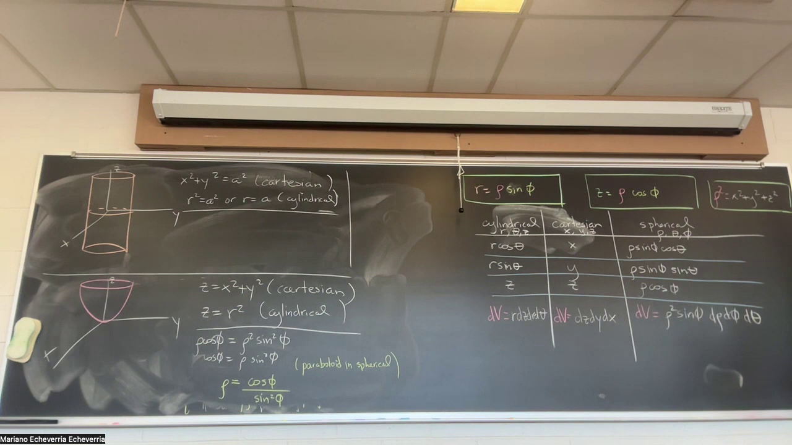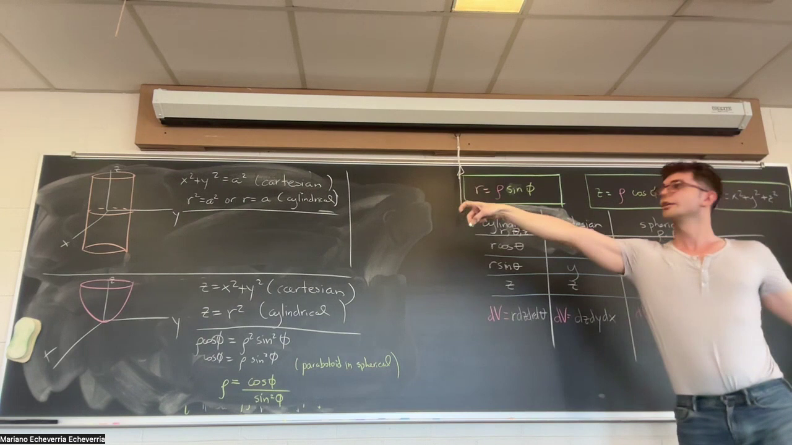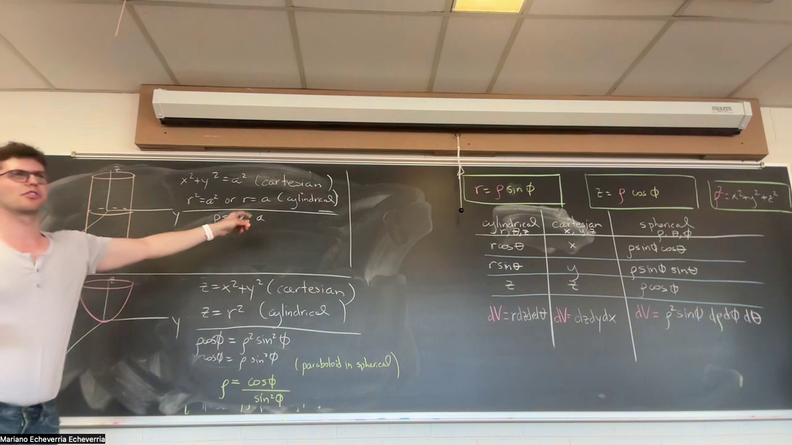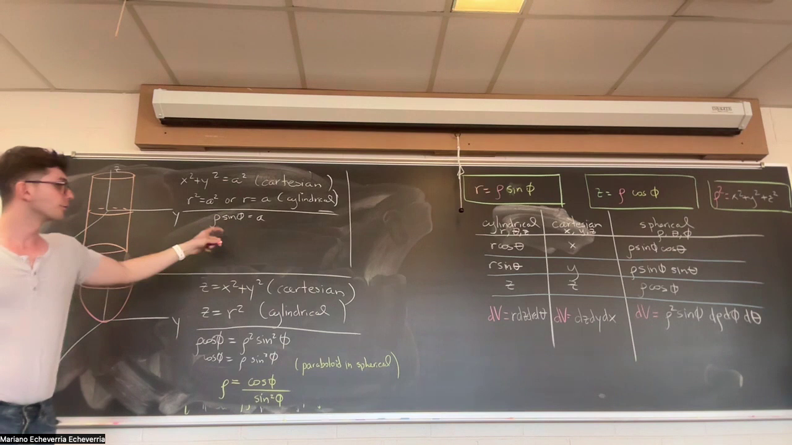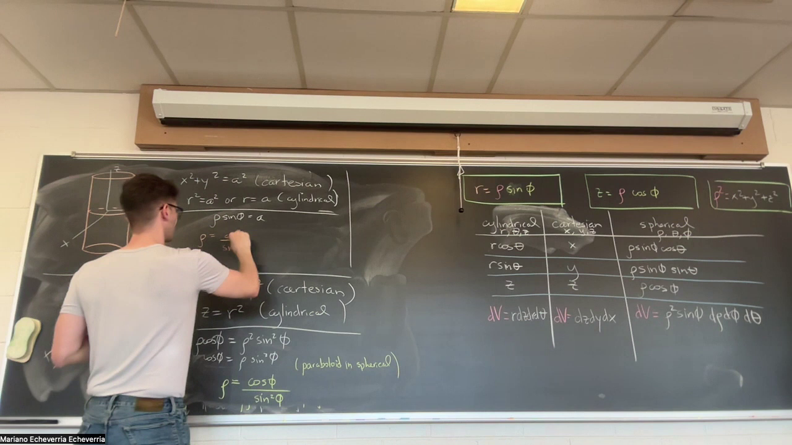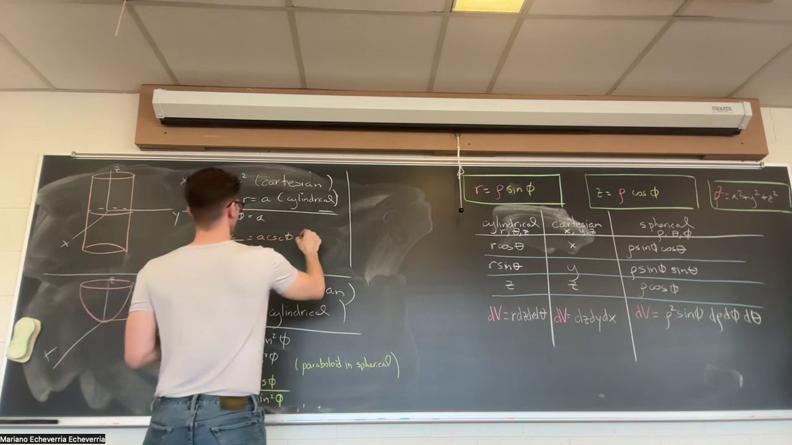And then for the version of the cylinder in spherical, what you do is again use the boxes. So you can say that r is rho sine of phi, right? So you get rho sine of phi equals a, and this is the equation in spherical. But typically for integration purposes we will solve for rho in all of these problems. So when you solve for rho, you get a over sine, which is a cosecant. So rho equals a over sine phi, or a cosecant phi. That is the cylinder in spherical.